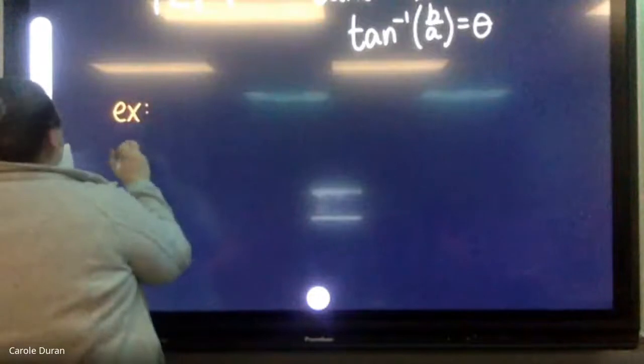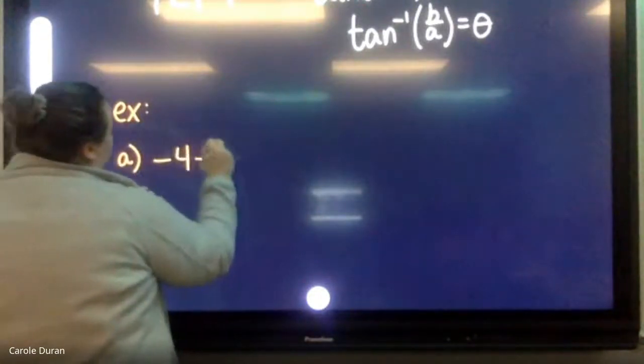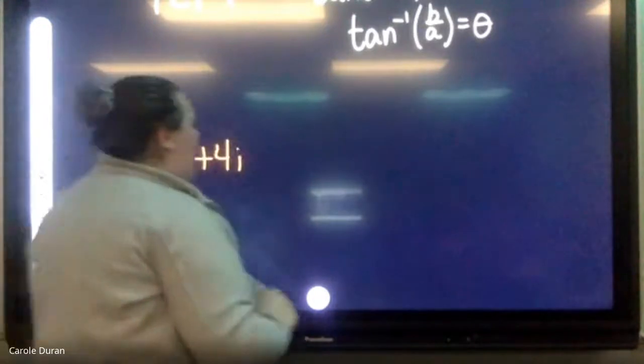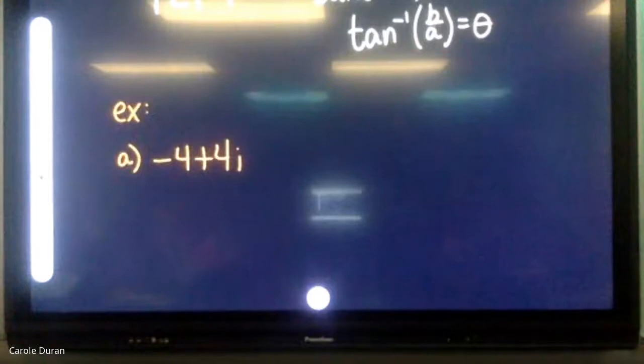So we're going to start with -4 plus 4i. This is going to be the complex number that I would like to change into the trigonometric form of that complex number.